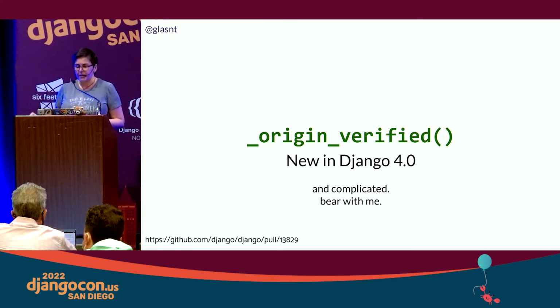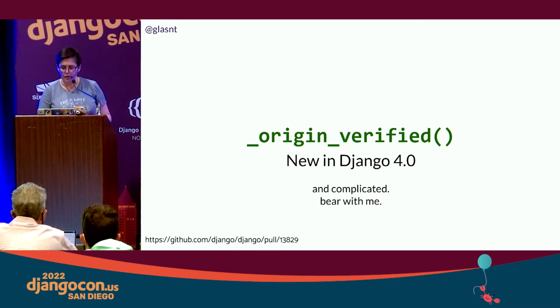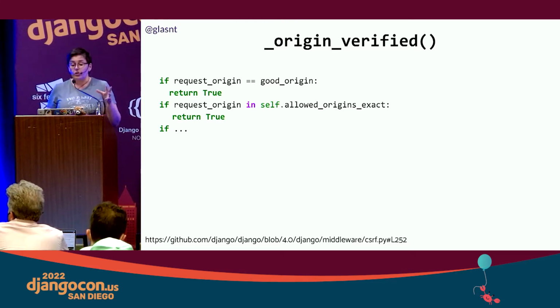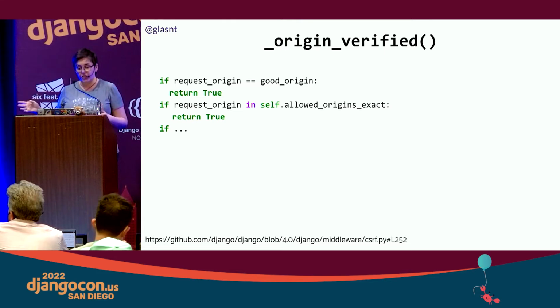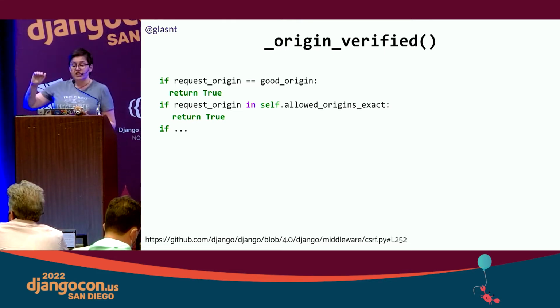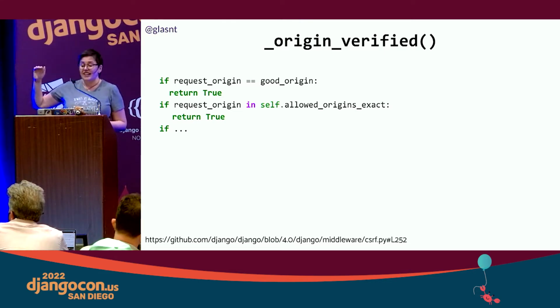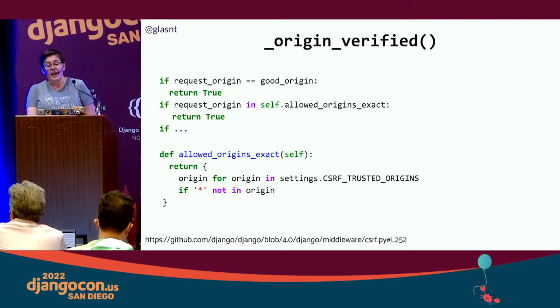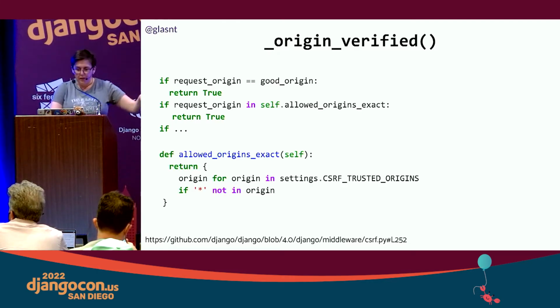And I'm going to use code from here because that's going to make things simpler. _origin_verified compares the request origin with a known good origin. If they're the same, it returns true. Otherwise, it checks if the request origin is in the allowed list of origins as per the CSRF_TRUSTED_ORIGINS setting. And if that isn't true, it goes off and tries some other things.